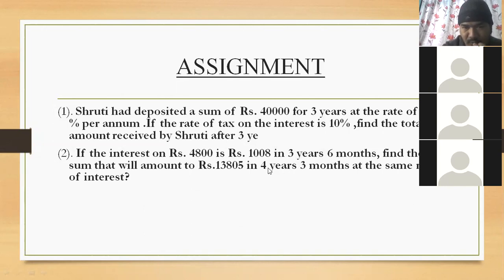And you can convert this, 4 years and 3 months. 3 months means into what? 3 divided by 12, which is 3 by 12, that is 1 by 4. Then what will be here? 4 whole number 1 by 4. Right?